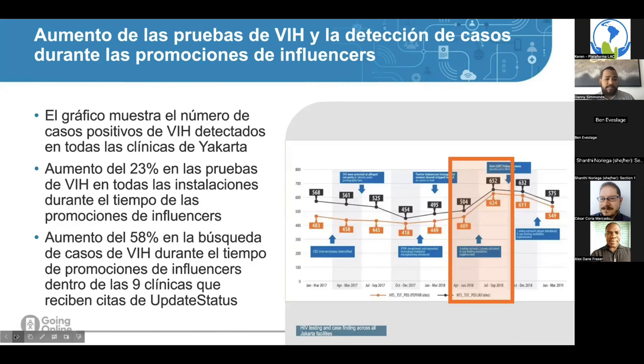Now, just to help us tell a better story, we looked at the number of HIV positive cases detected across all clinics in Jakarta, and we found a 23% increase at the same time as the program launch of the influencer promotions. You can see this here in the big spike on the graph. However, the 9 clinics receiving appointments from Update Status found a 58% increase in HIV case finding. And of course, when you get the slides, you will have a chance to look more closely at this data. Next slide, please.